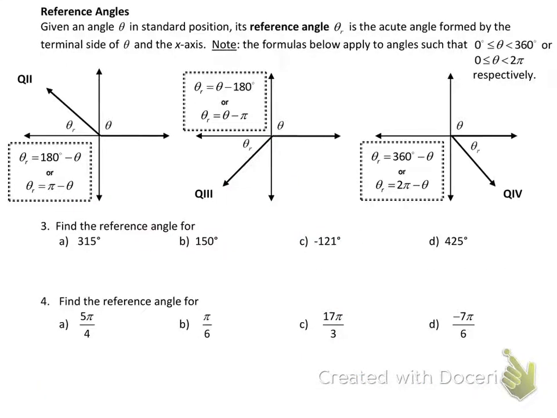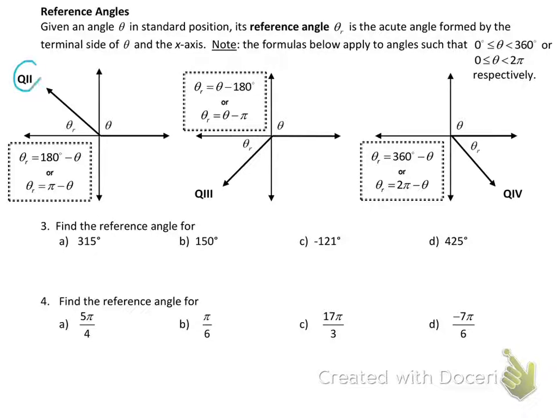Okay, so now we're going to talk about reference angles. So given an angle theta in standard position, its reference angle, theta r, is the acute angle formed by the terminal side of theta and the x-axis. Note that the formula changes depending on whether we're in between 0 and 360 or in between 0 and 2 pi, determining if we're dealing with degrees or radians.